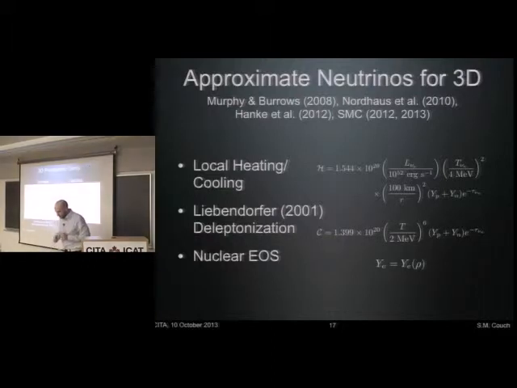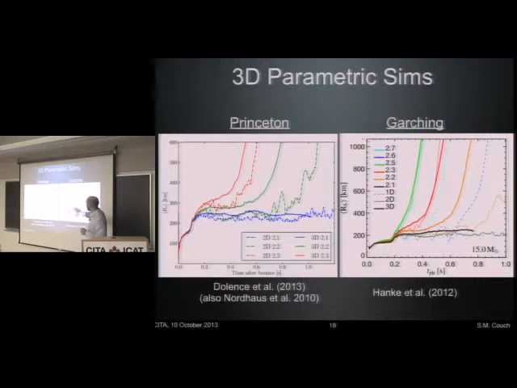So the summary of their results is that Princeton finds the solid curves on the left are 3D and the dashed curves are 2D. So Princeton is finding that in 3D, it's better. The explosion sets in quicker and more vigorously than in 2D. The Garching group, on the other hand, didn't find such a clear result. In some of their simulations, 2D explodes faster than 3D.